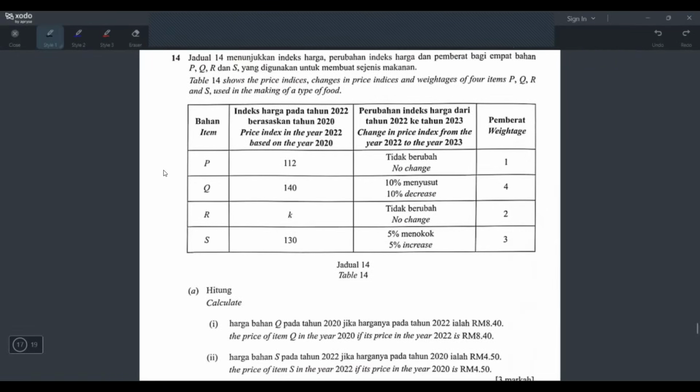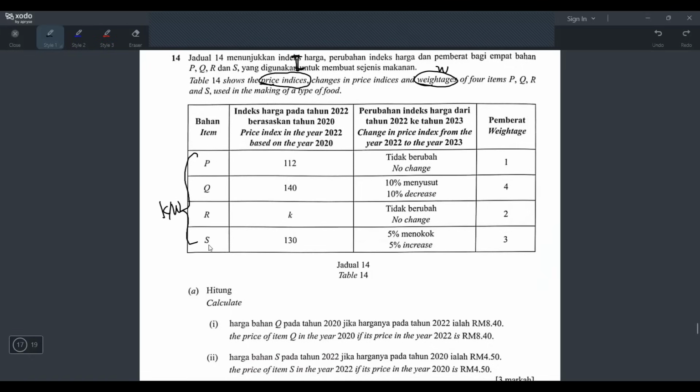Okay, this is index number. Let's read. Table 14 shows the price index, means the I lah. Price index means I. And then change in price indices and weightage. Weightage means W of 4 items PQRS used in making a type of food. So this PQRS, this is actually the keyword. Okay, the PQRS is the keyword. Okay, it means later when you baca soalan, you have to look for this PQRS. Okay, because it's the keyword.